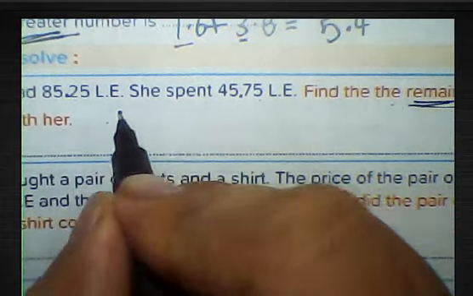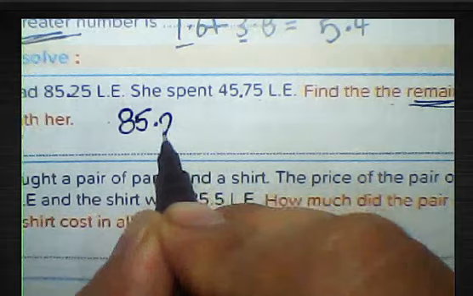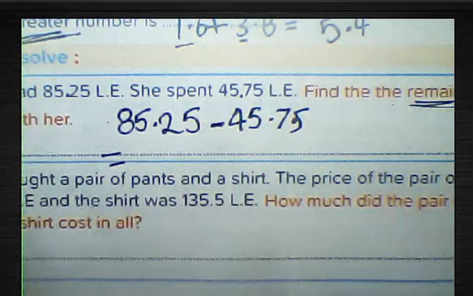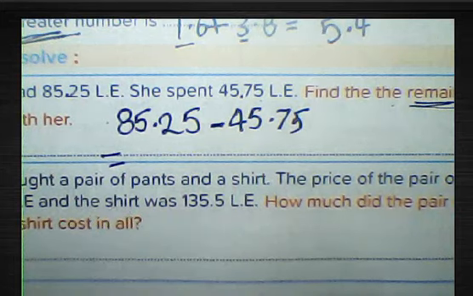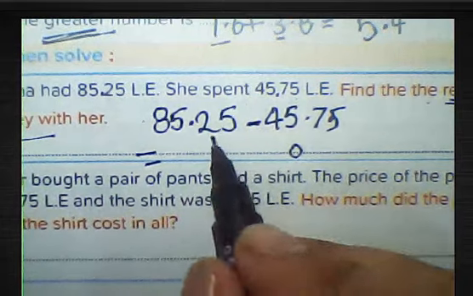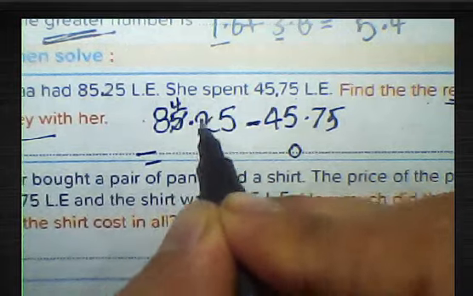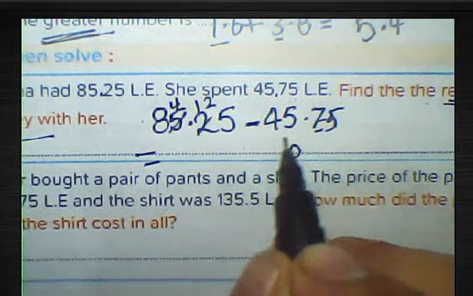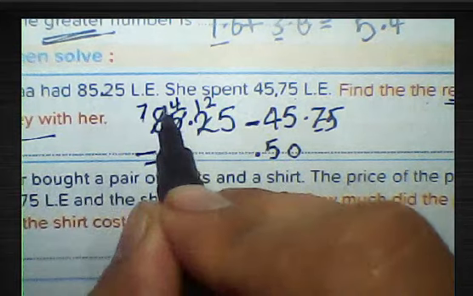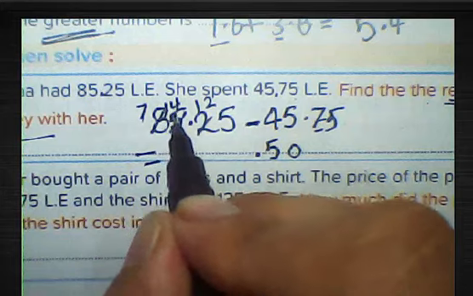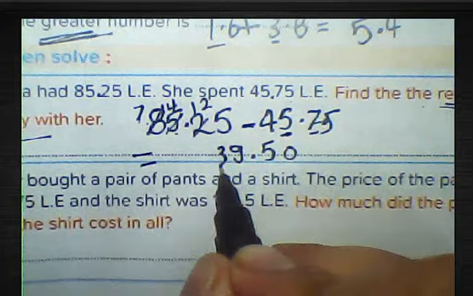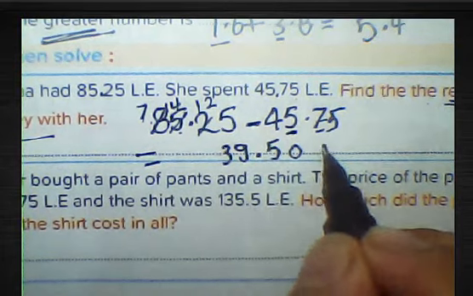You can write the greatest number here, 85.25, subtract 45.75. The difference between them. To find the remaining, it means the difference. 5 minus 5 equals 0. 2 minus 7, we can't do it. So you must borrow 1 from 5, it will be 4. And 2 will be 12. 12 minus 7 equals 5. 4 minus 5, we can't do it. So you must borrow 1 from 8, it will be 7. And 4 here will be 14. 14 minus 5 equals 9. And 7 minus 4 equals 3. The result will be 39.50 Egyptian lira.